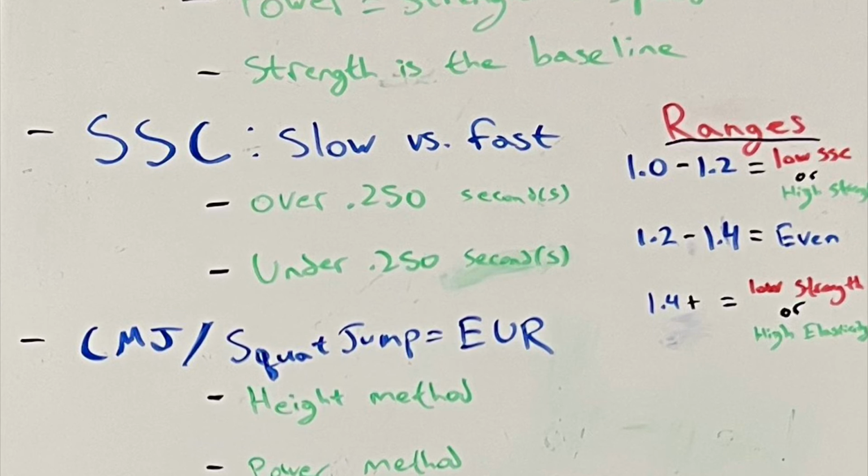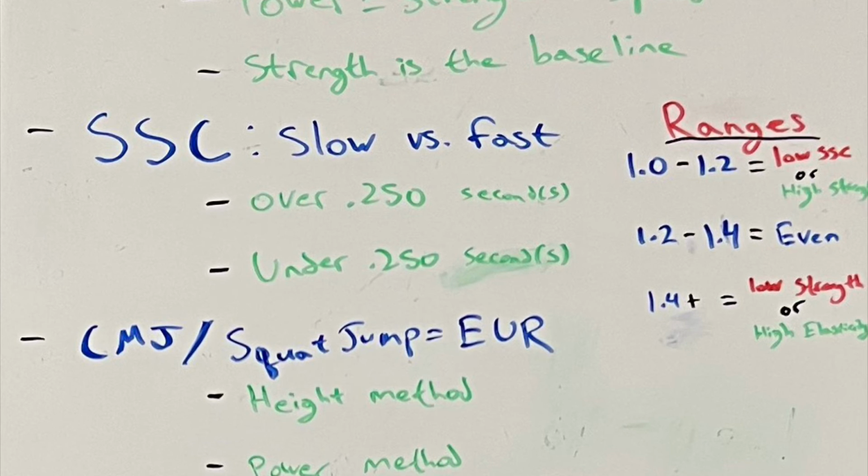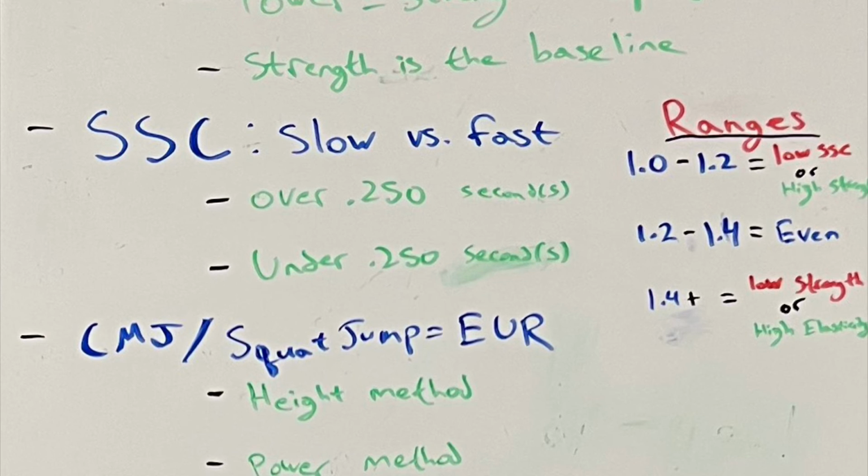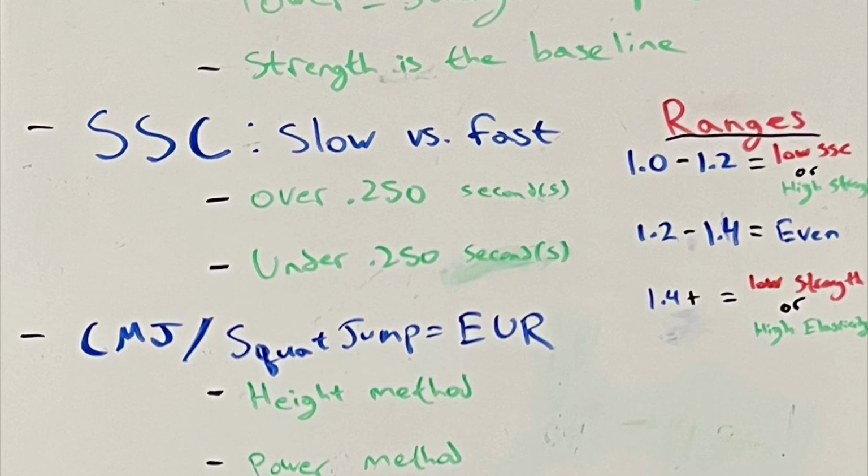You want your stretch shortening cycle to be faster. That doesn't mean that your ground contact time is faster, right? You're still on the ground for 0.25 seconds or longer, 250 milliseconds, because you're in that slow stretch shortening cycle, but the actual speed of the power you're producing is higher.